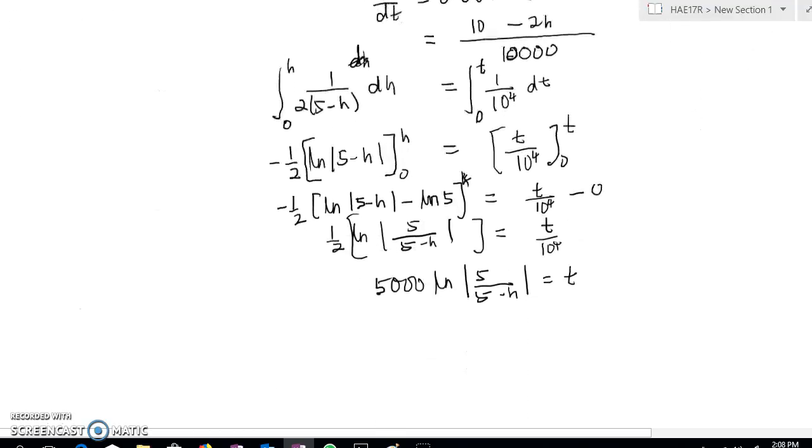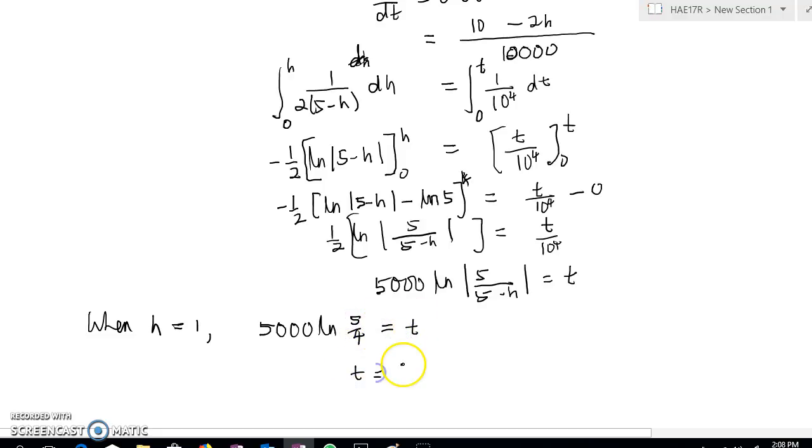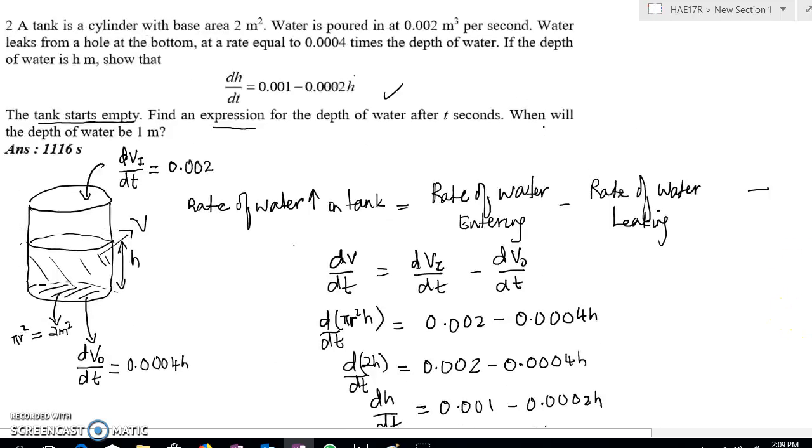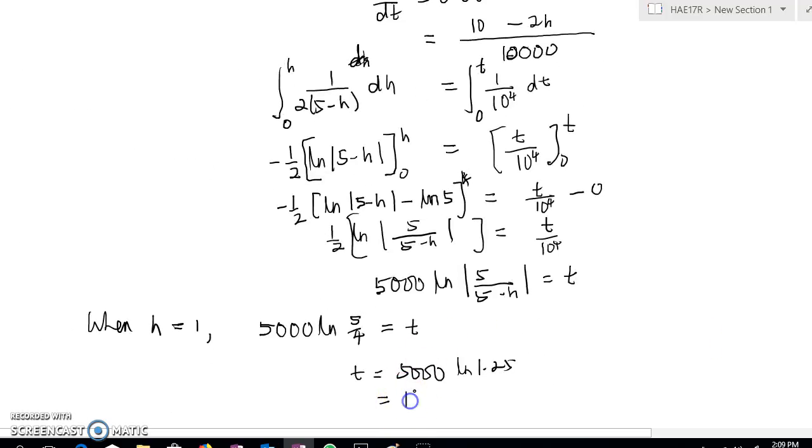So when h is 1 meter, let's substitute in everything. We would have 5,000 on the left, ln of 5 over 5 minus 1, so that is 5 over 4, equals t. So t is actually 5,000 ln 1.25. That gives us the final answer rounded to be 1116. And the unit is in seconds. There you are.